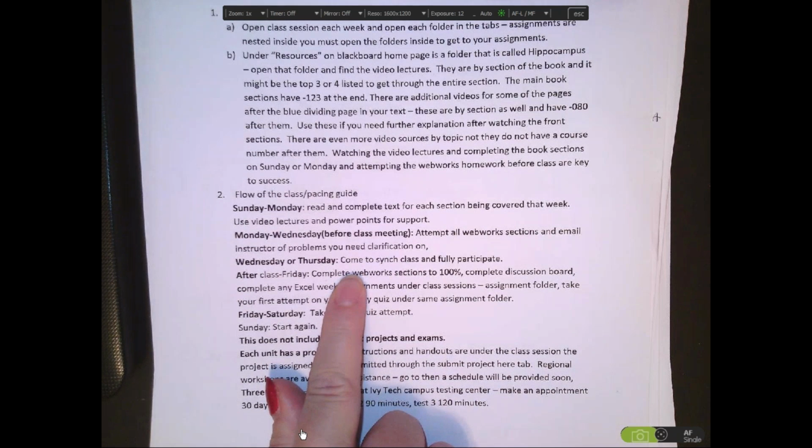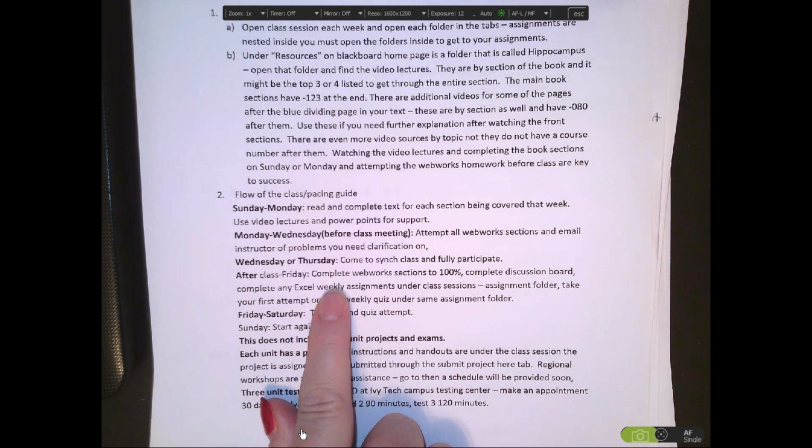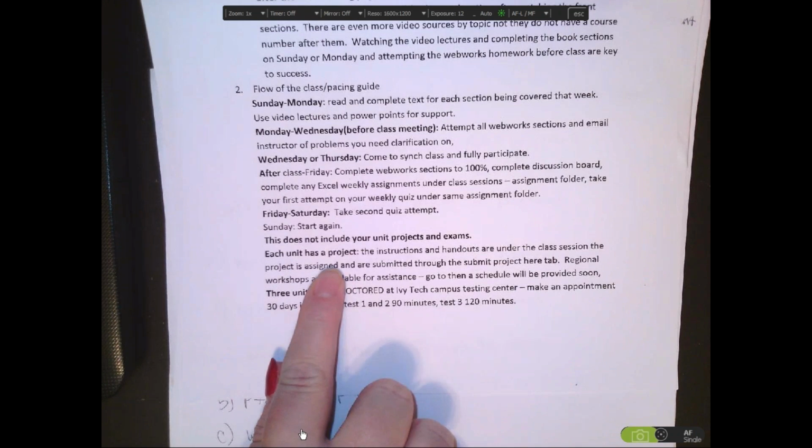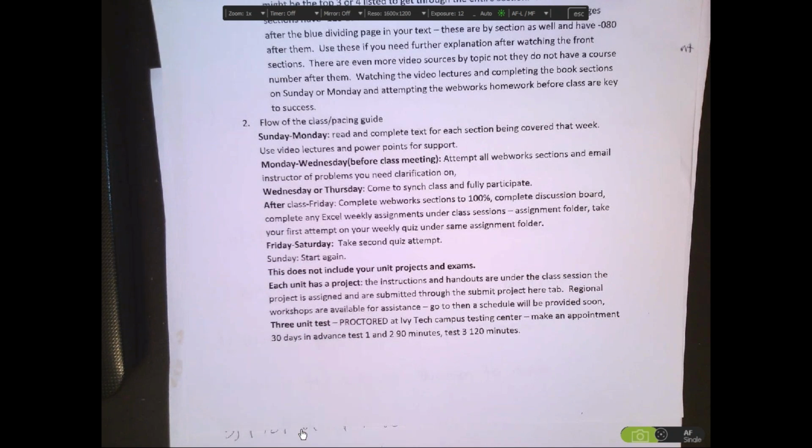Then after class, come to the class. Then from Wednesday or Thursday to Friday, go back and get 100% on your homework, complete the discussion board, complete any Excel assignments, and also take your first quiz attempt. Okay, and that leaves you Friday and Saturday to take your second quiz attempt. And then you start all over again. Okay, this does not include our extra project every month and our tests. Those are in addition to everything on there.